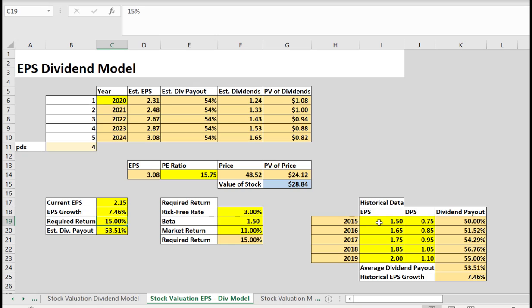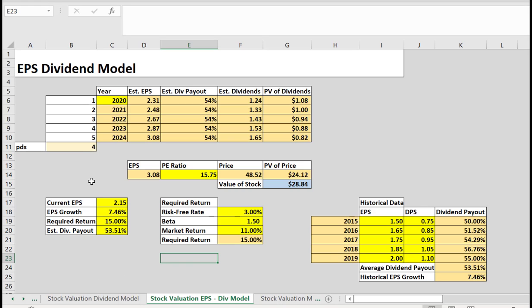So how can we do earnings per share? If we have the company's historical earnings per share, 2015 to 2019, and their dividends, we can calculate the dividend payout ratio. So again, just 75 cents divided by $1.50. In 2015, dividend payout was 50%. We can find the average. So we have the average dividend payout ratio, 53.1, and the average earnings per share growth is 7.46. So these 3 data points are all calculated with this particular data.